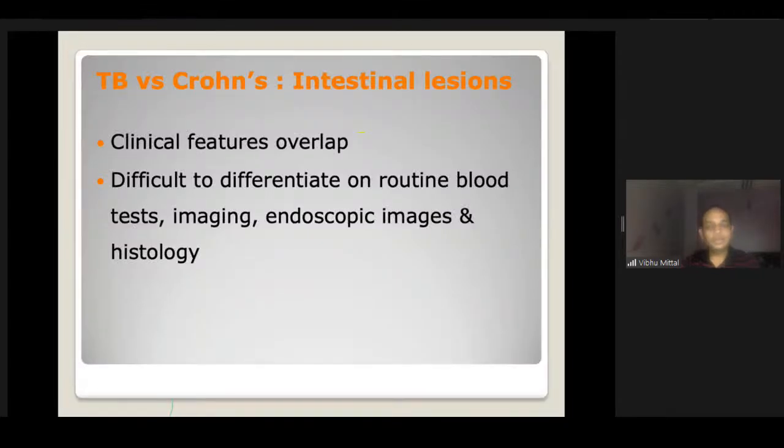Now, let's talk about TB versus Crohn's. These are our major problems. TB versus Crohn's, predominant intestinal lesions, there's hardly any ascites, there are hardly nodes elsewhere. Why is that the problem? Clinical features overlap completely. And it is difficult to differentiate on routine blood tests, imaging, endoscopic images, and even histology. So, what do we do?